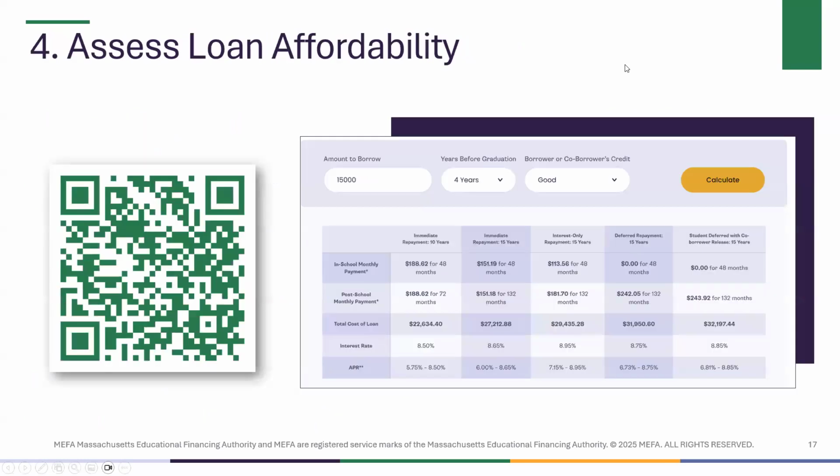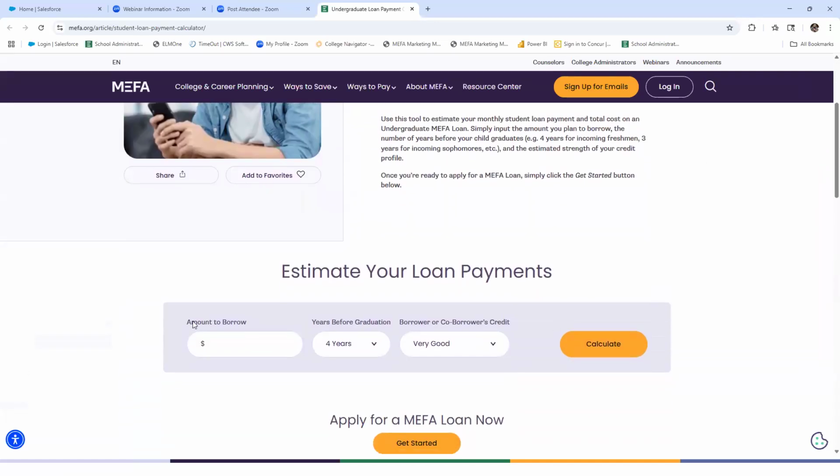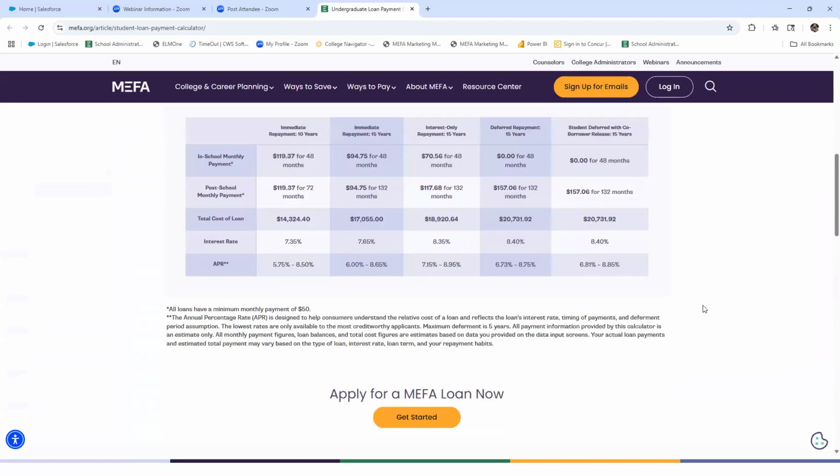So looking at the loan affordability is critical. I'm going to show you MEFA's loan payment calculator just to show you in black and white how just shaving off a little bit of the loan can really help reduce that total cost. So I'm going to show you a $10,000 loan. We're going to have 4 years before graduation, so the calculator knows how much to incorporate for deferment costs. And then we'll put in our credit is very good. So right in the middle, which is where most people fall.